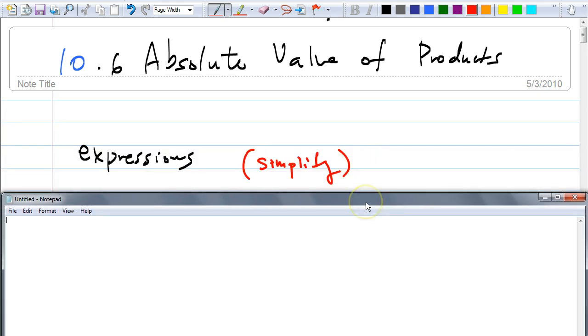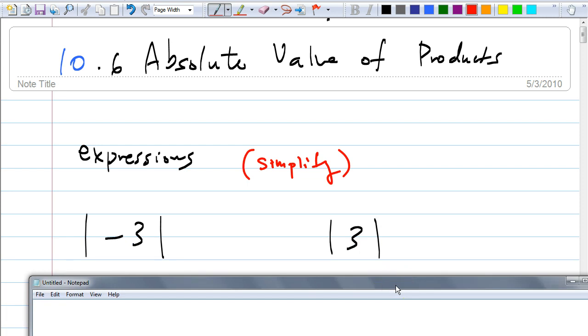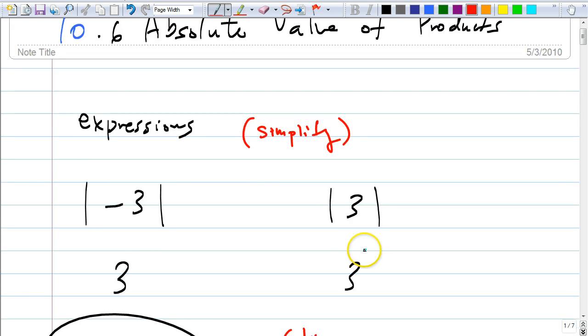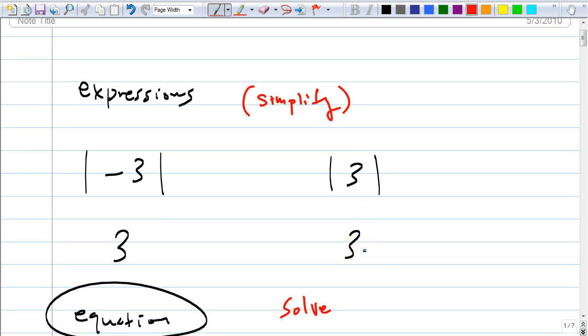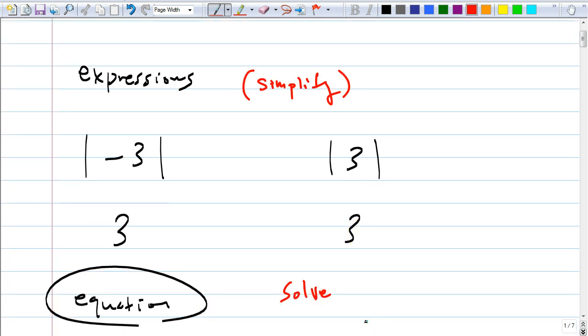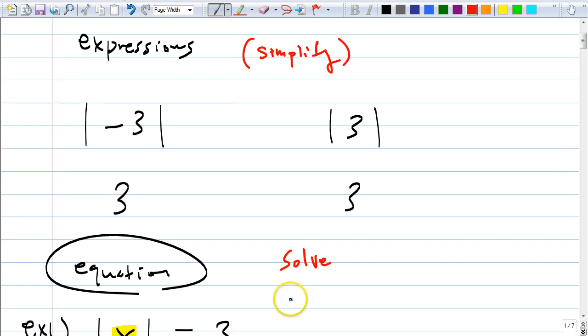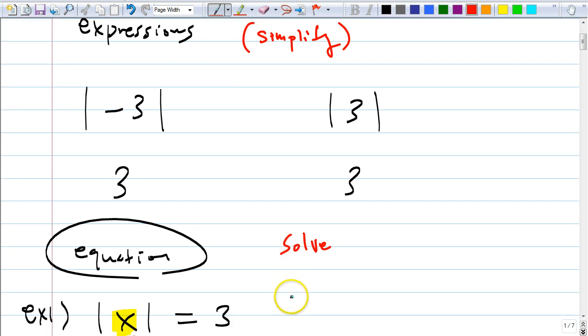Do you guys all remember, what do we do with expressions? We simplify. And here are some expressions. What is absolute value of -3, class? 3. Good. What's absolute value of 3? 3, good. So you all know that. But if we have an equation, what do we do with equations? We solve.